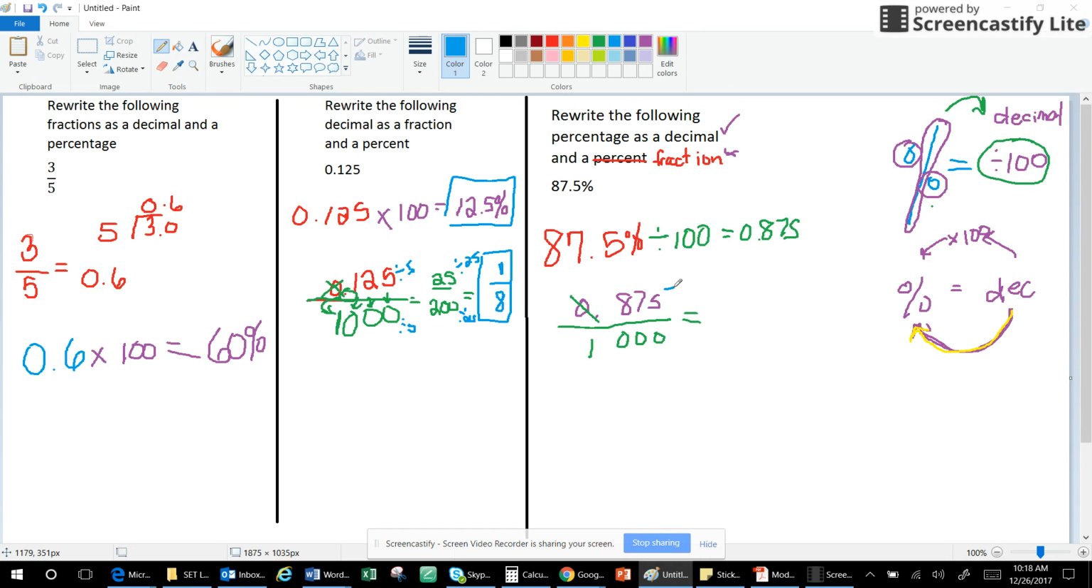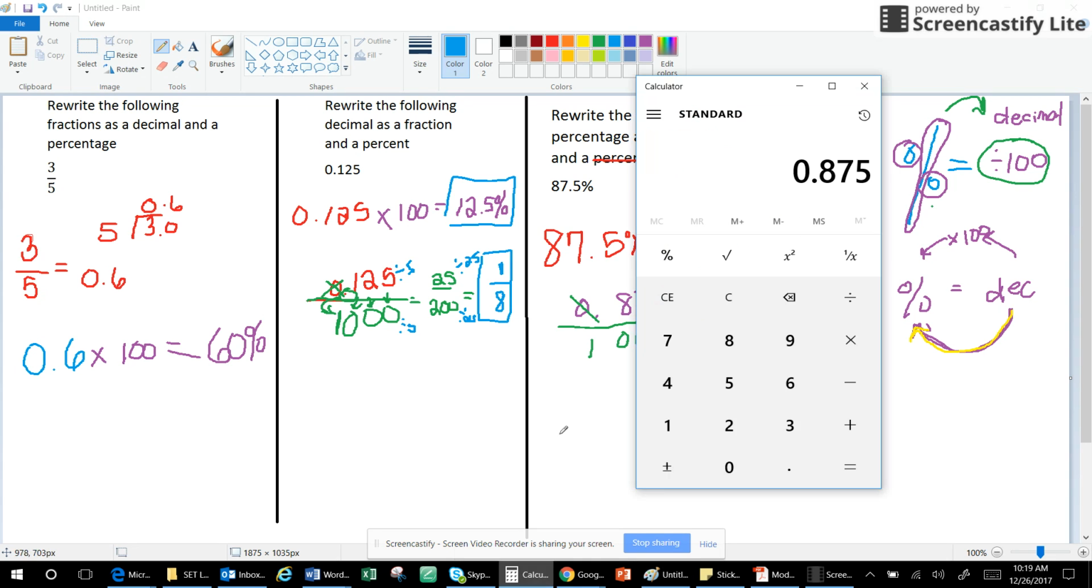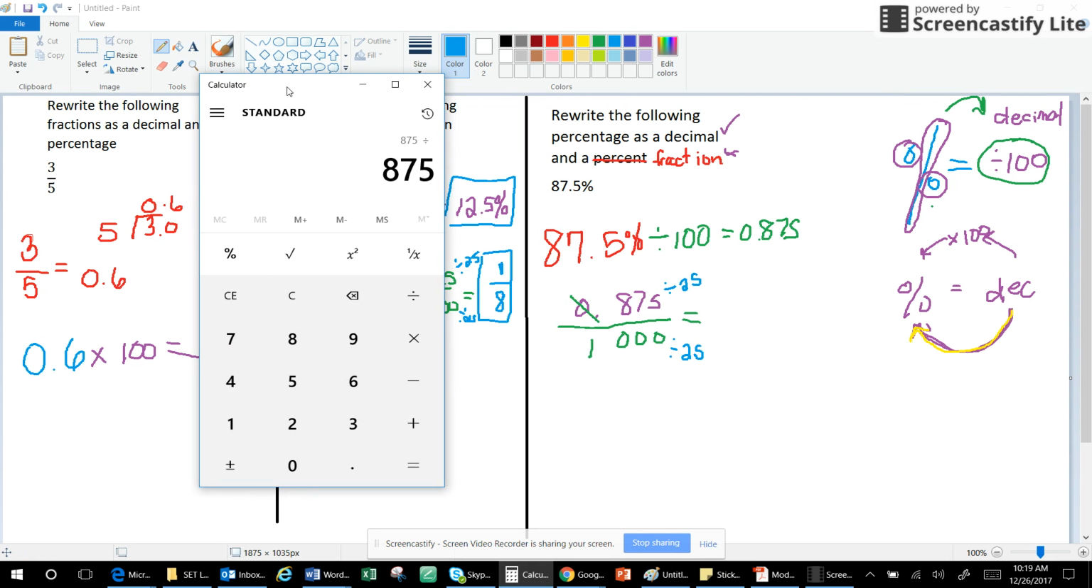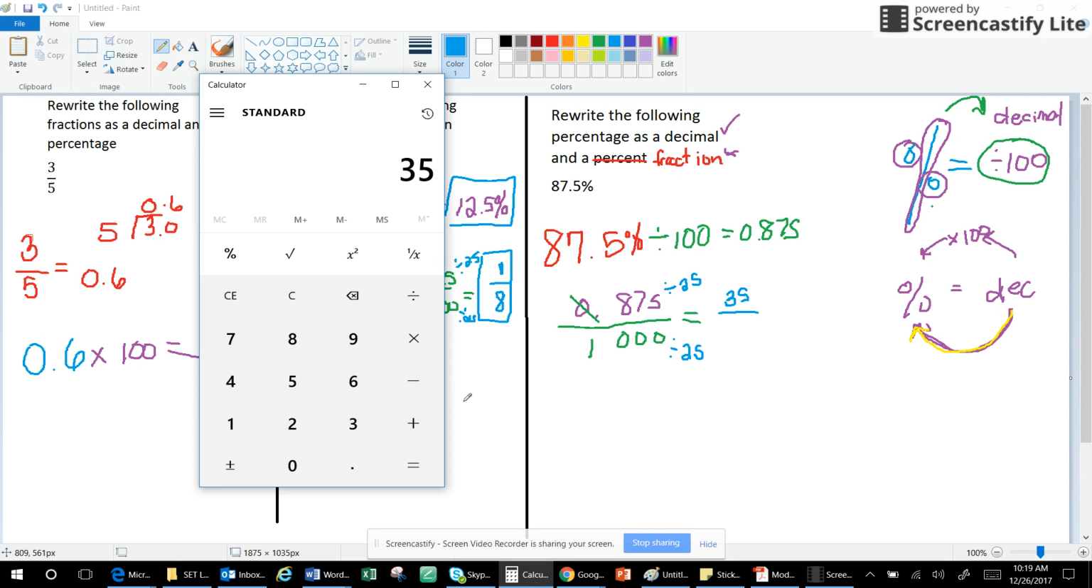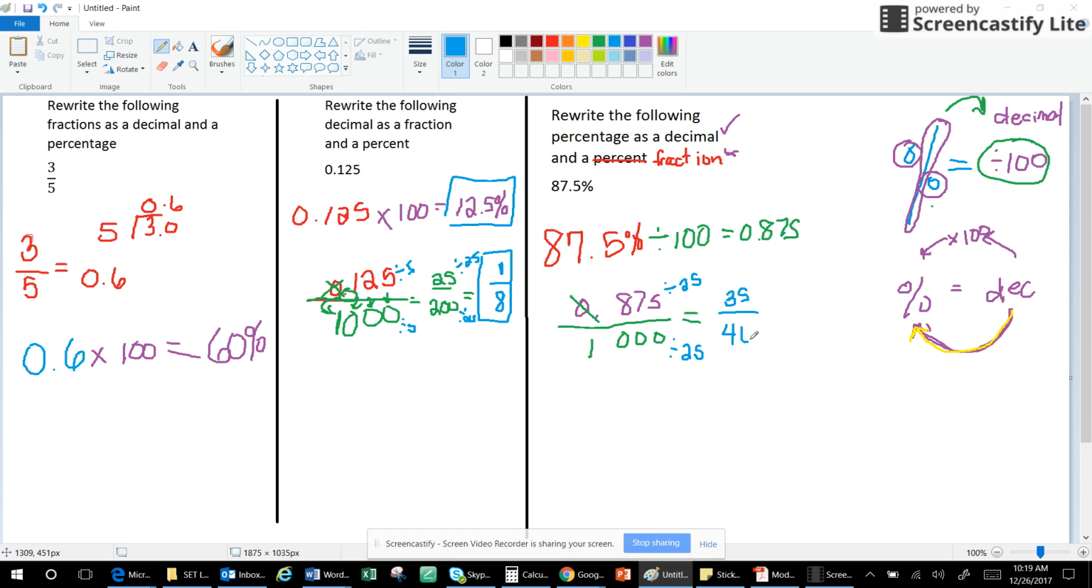875 divided by 25 is 35. And 1,000 divided by 25 is 40. And oh, look, it's going to go again. I have 35 and 40. I can see that's going to divide by 5. So I'm going to divide both of these by 5 and find out that this is 7 over 8. And again, just to check my work, 7 divided by 8, 0.875. That's what I started with. Times it by 100 to generate the percentage, 87.5%. So there we go.